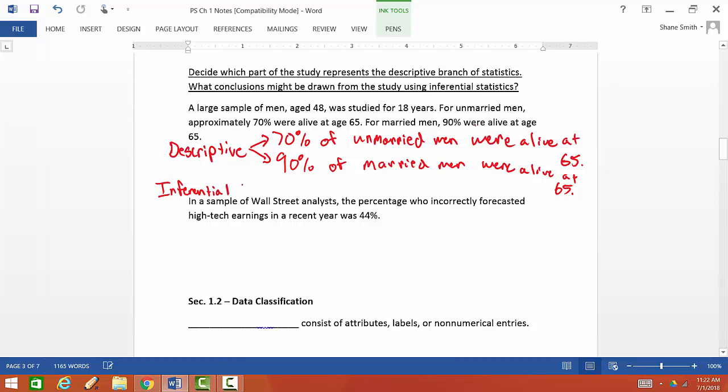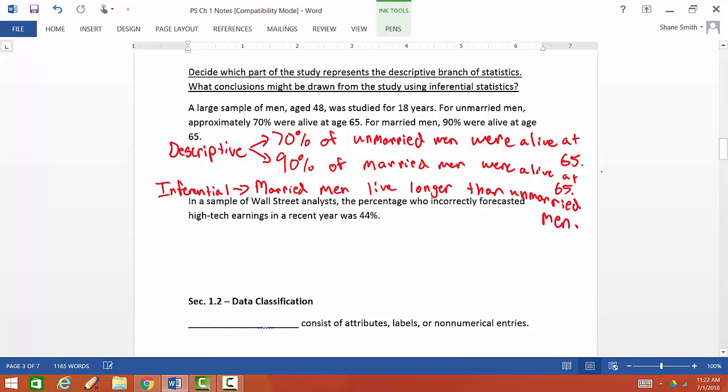And what's the inference or inferential statistics? At this point, it doesn't need to be something that's absolutely true. But basically, what conclusion could you draw from this? Well, there's a couple things you could draw. You could just say maybe married men live longer than unmarried men.